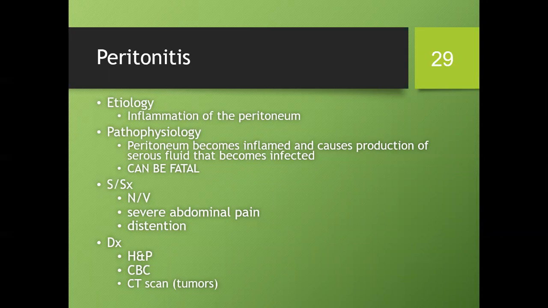We do an H&P, we do a CBC, and we scan for tumors. We want to make sure that it's not something else that's causing this versus just an infection. If it's an inflammation caused by tumors, then we know that there's a peritonitis caused by tumors as well.